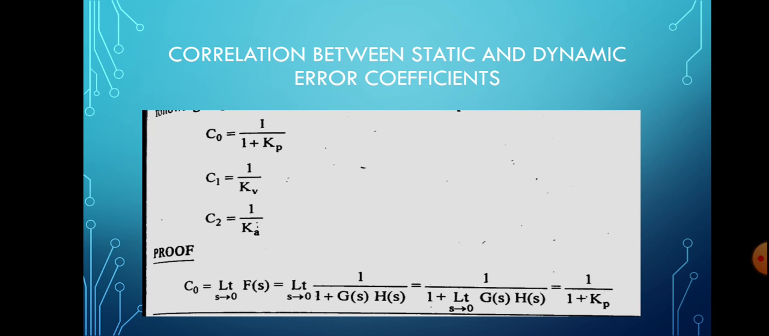There is a correlation between the static error coefficients and dynamic error coefficients. You know that static error coefficients are Kp, Kv and Ka, and they are related to the dynamic error coefficients C0, C1 and C2 by the equations C0 equals 1 divided by 1 plus Kp, C1 equals 1 divided by Kv and C2 equals 1 divided by Ka.